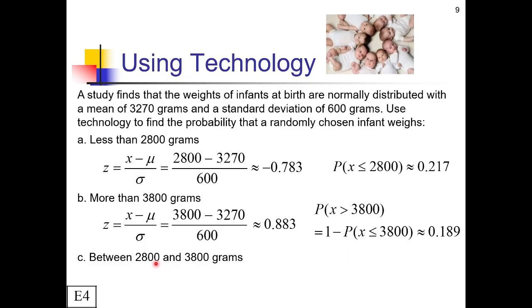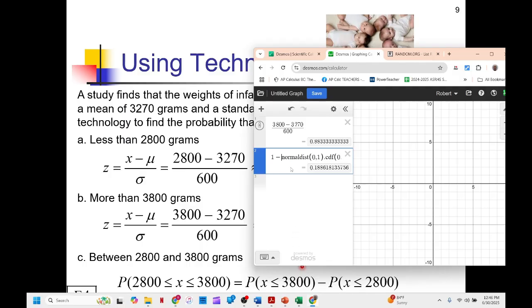And now for part C, to find the percentage between 2,800 and 3,800, the basic idea here is I need to figure out the percent that are to the left of 3,800 and subtract the percent that are to the left of 2,800. And I've already got all those values. So this is my setup for what I'm going to do on Desmos. Let me take the percentage to the left of 3,800, and I can get that by getting rid of that minus 1 in front of that normal dist. Now I get my 0.811 back.